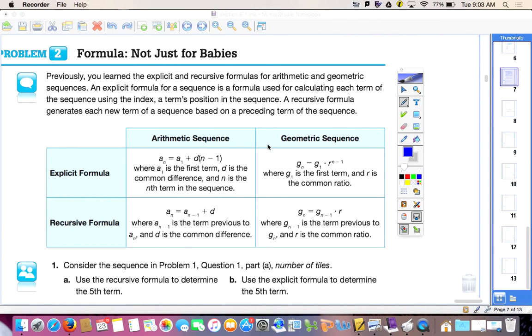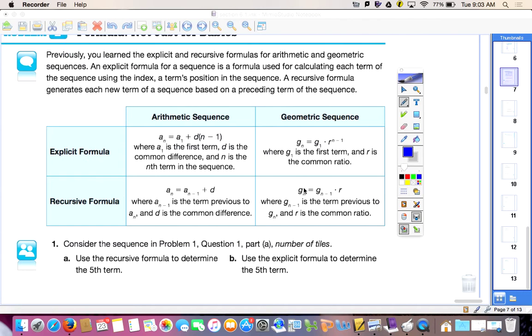So the explicit formula tells us what the nth term would be. The recursive formula tells us what the next term would be. Okay, so you're going to be using both of those in your homework. And if you'll notice, I tended to use more of the explicit formula versus the recursive formula, because the explicit can tell you any term you're looking for, where the recursive can only tell you the next one.